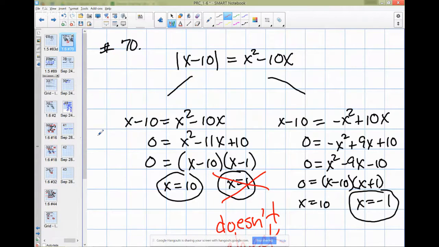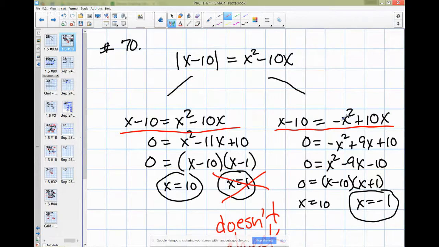70 from the book. Now, here's the problem. The absolute value of x minus 10 equals x squared minus 10x. Well, the absolute value is already all by itself on one side, so we're good that way. So what do we do? Break it into two parts. What do you do on the first part? You just drop the absolute value sign and go with it. And what do you do on the second part? You drop the absolute value sign and change the sign on the non-absolute value side.